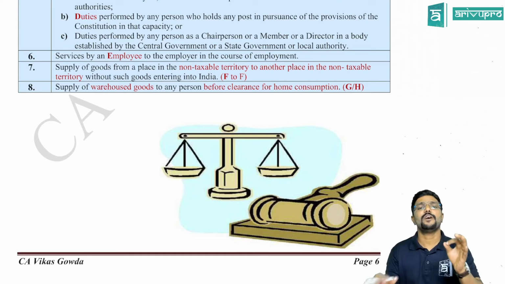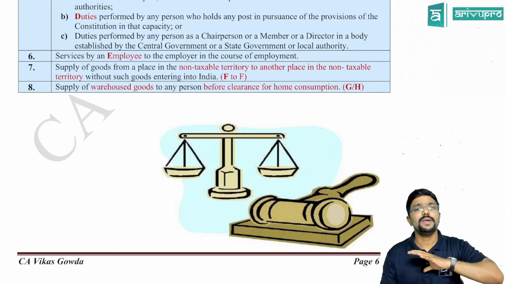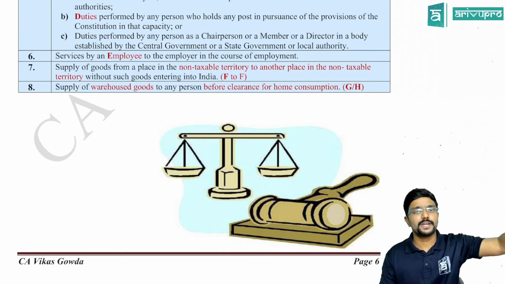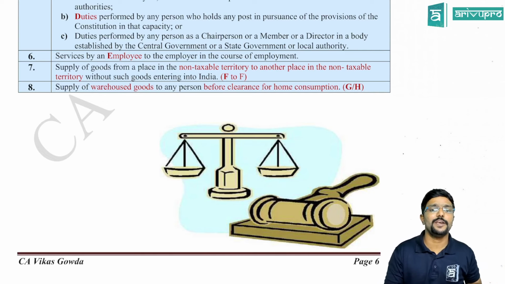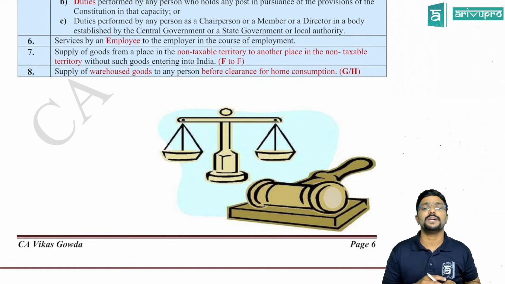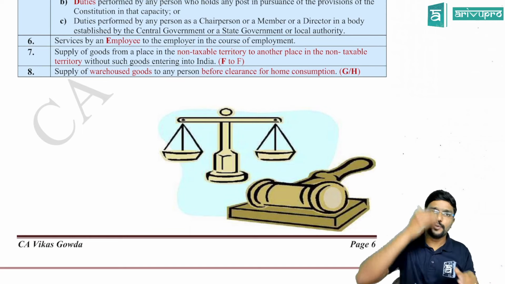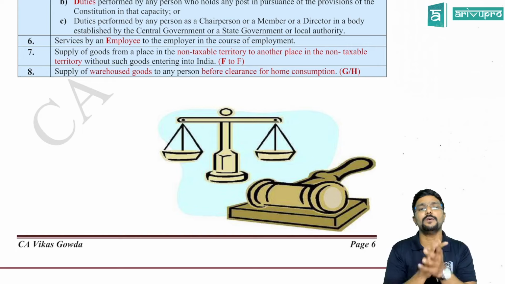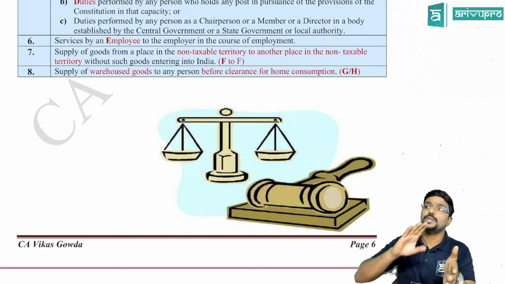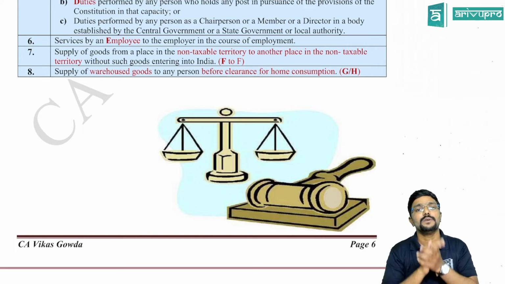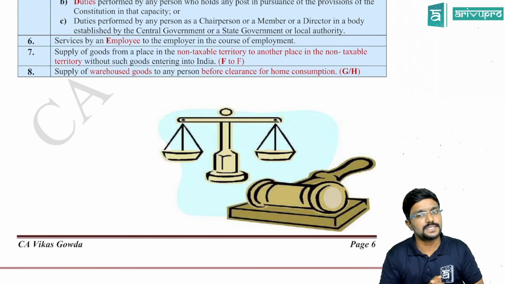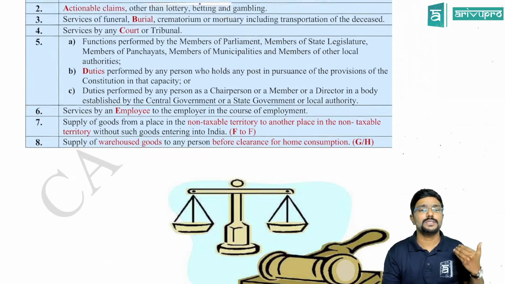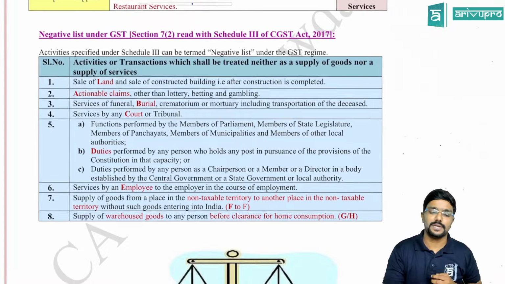In simple, foreign to foreign supply, nowhere connected to India. Last one, supply of warehouse goods to any person before clearance for home consumption. Means you have imported the goods, you have not yet paid the import duty, the goods are still in the warehouse. Before you take the goods, you have already found a buyer and you have sold it. So it is covered in the negative list, hence GST is not applicable. So on all these items, GST is not applicable, guys.